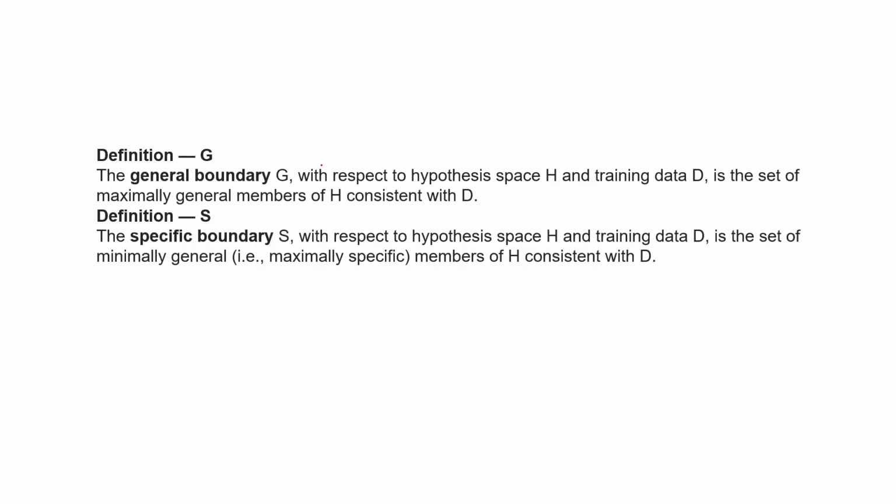Here in this candidate elimination algorithm, we need to have two different sets. One is the general boundary G, the other one is the specific boundary S. General boundary G with respect to hypothesis space H and training data D is a set of maximally general members. But in case of specific boundary, it is minimally general members or maximally specific. Maximally specific, that set is S. Maximally general, that set is denoted as G.